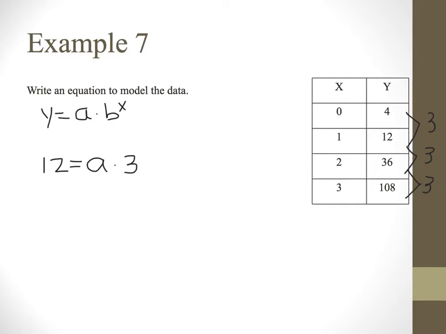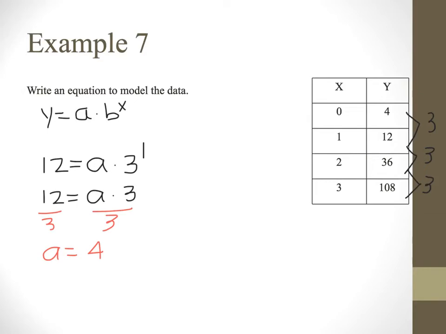Then I'm going to raise this to the power of x. Because I used my y value of 12, I can see that my x value that corresponds with the y value of 12 is 1. Now if I simplify this, I have 12 equals a times 3 to the first power, which is just 3. To solve for a, all I have to do is divide both sides by 3, and I can see that my a value is going to equal 4.